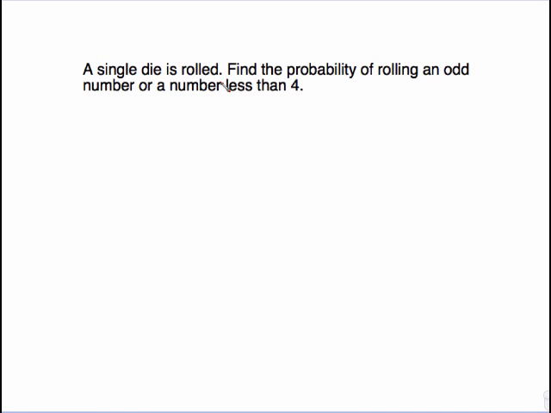A single die is rolled. Find the probability of rolling an odd number or a number less than 4. Let's write out our sample space. The probability of rolling an odd number, 1, 3, 5. So I have 3 out of 6 for the odds. The numbers less than 4 are all of these, which would be 3 out of 6.